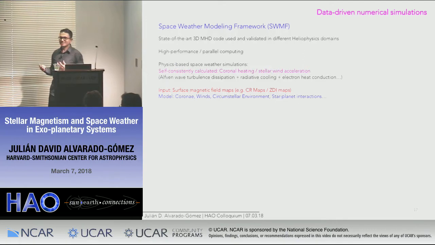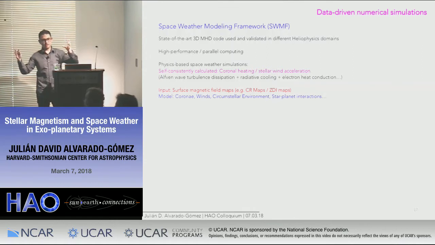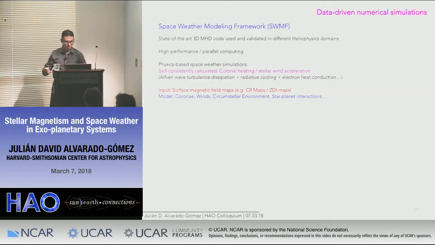And this is more or less the same as what we have in ZDI. So we have an average view of what the large-scale field is during one rotation. What we're using as input, as driver for our simulations, is the ZDI maps that we are retrieving from observations. And then you can model the corona, the winds, the environment, the star-planet interaction, and so on. You name it, we can try to do it.